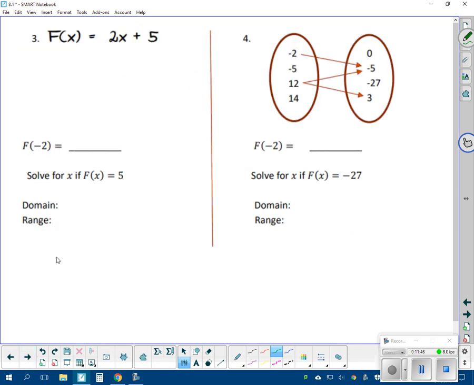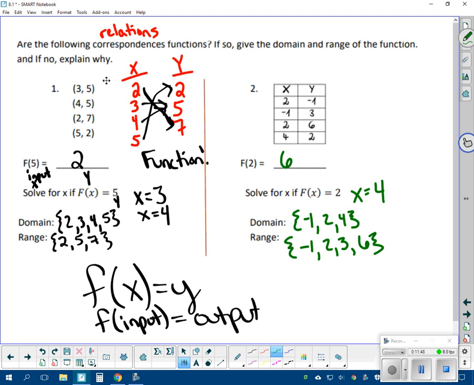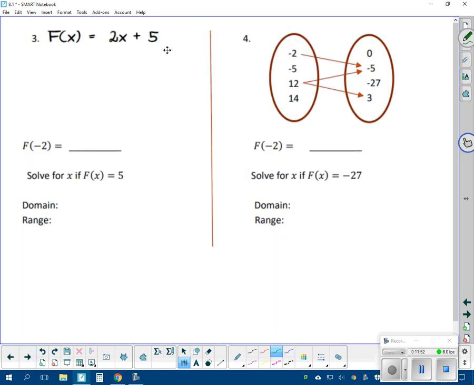All right, number 3. Okay, they didn't give us ordered pairs. They didn't even give us a t-chart. All they gave us was an equation, so it's a little different. They didn't give us a big list of values. They ask us to find f of -2. Well, remember, this -2 still represents an x value. So what do you think we could do with that to find the y?